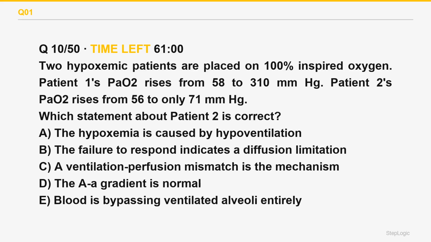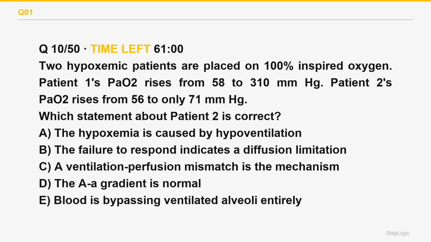Which statement about patient 2 is correct? 2 hypoxemic patients are placed on 100% inspired oxygen. Patient 1's PaO2 rises from 58 to 310 millimeters of mercury. Patient 2's PaO2 rises from 56 to only 71 millimeters of mercury.